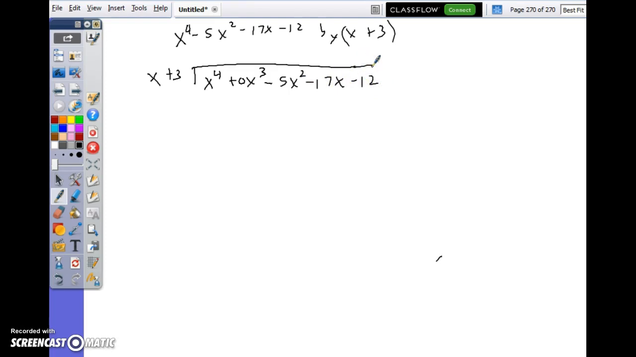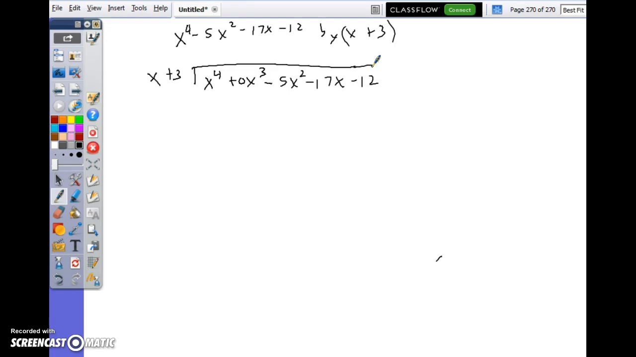Is everybody with me so far? All right, now the process here is easy as long as you don't try to go too fast. So when we were doing the problem over here, we asked the question, how many 13s does it take inside of 17? The exact same problem here. What times x gives me x to the fourth?